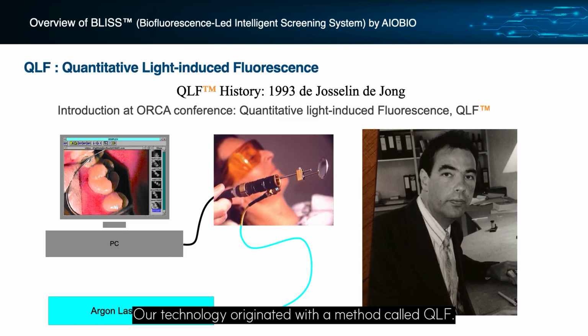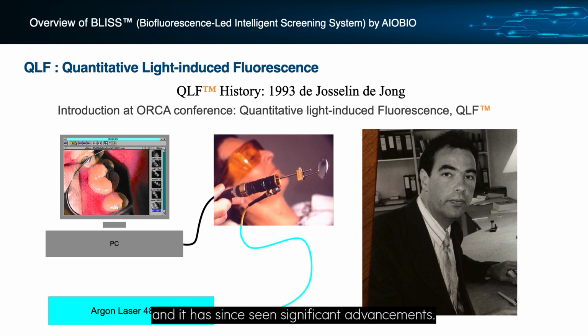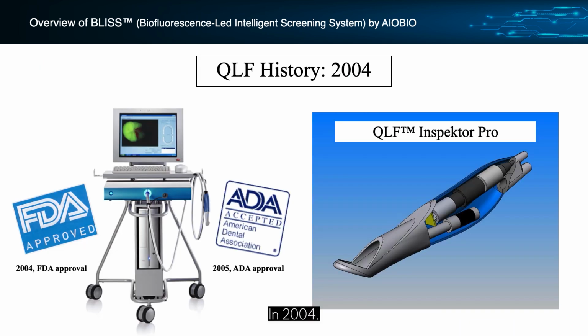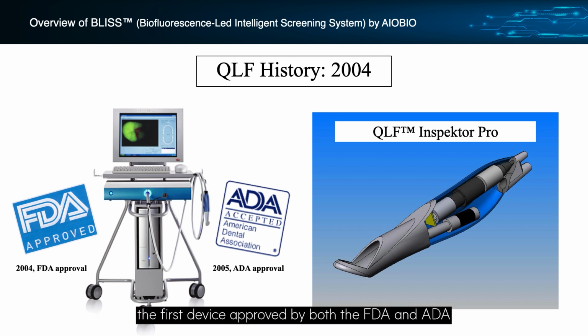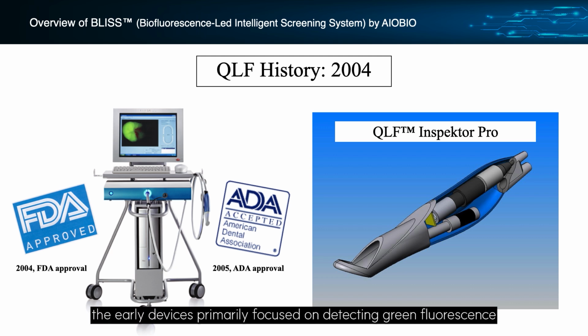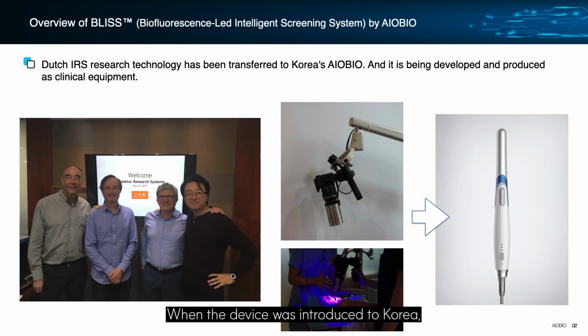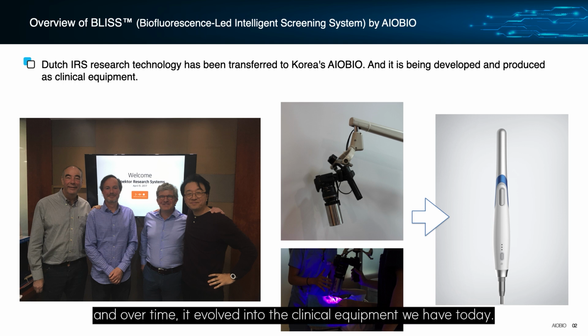Our technology originated with a method called QLF. Dr. Albert first presented this technology at the ORCA conference in 1993, and it has since seen significant advancements. In 2004, the first device approved by both the FDA and ADA in the United States was released. As you can see on the monitor, the early devices primarily focused on detecting green fluorescence emitted from natural teeth. When the device was introduced to Korea, I started using it in clinical settings, and over time, it evolved into the clinical equipment we have today.